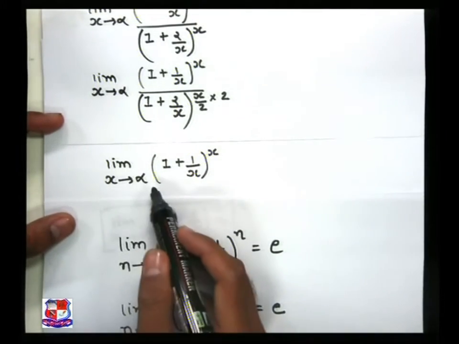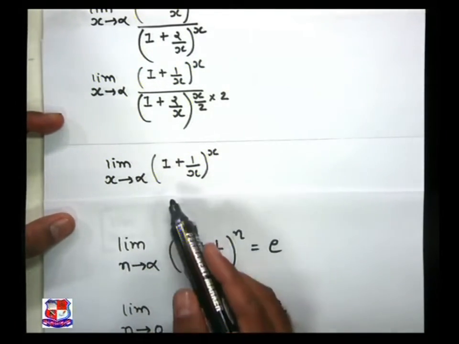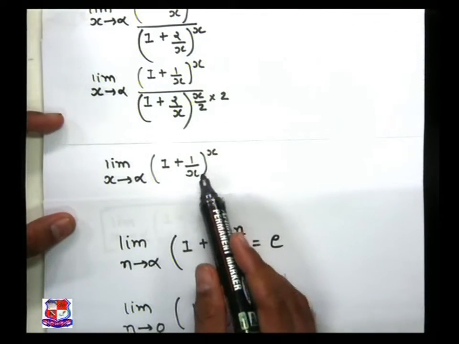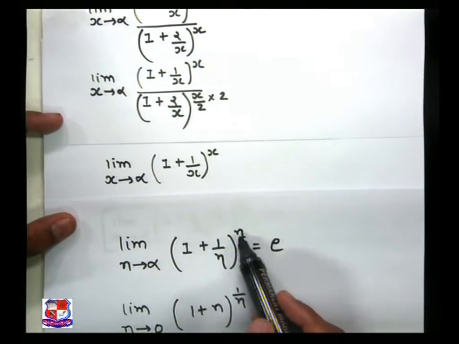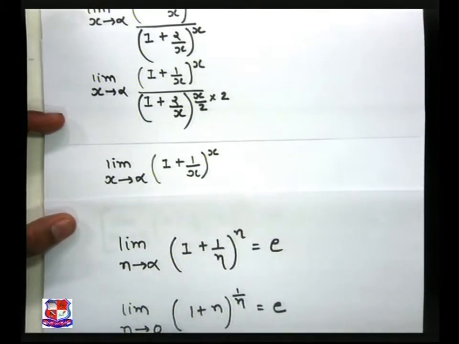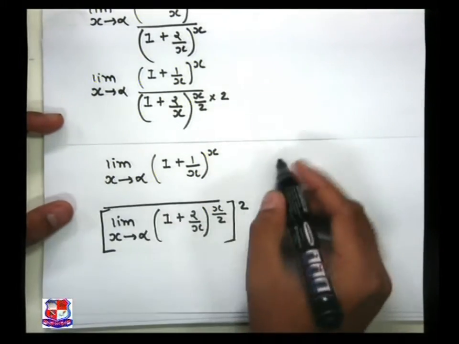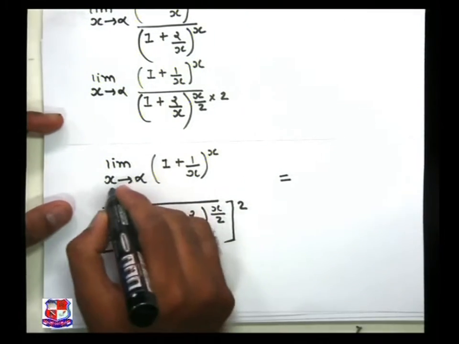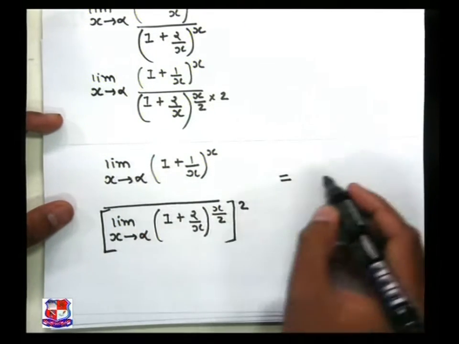Here x tends to infinity, here n tends to infinity, here 1, here 1 upon x, here 1 upon n, here the power is the inverse, here x. So finally we get the answer, that is e. So apply the limit, put the equal sign, and the answer of the numerator becomes e.